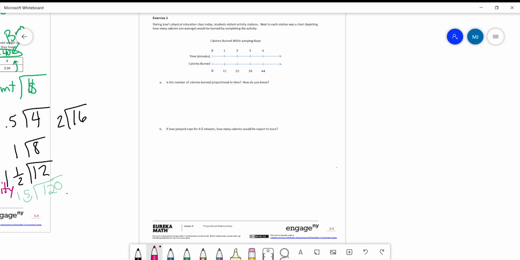Since this is an exercise, you are practicing the skill that I just taught you on the other 2 problems. So look at your double number line, label it with your x and y, see if you can divide to get the constant of proportionality, and then determine if it is proportional and explain how you know. Go ahead and pause your video and work on that for just a few minutes.